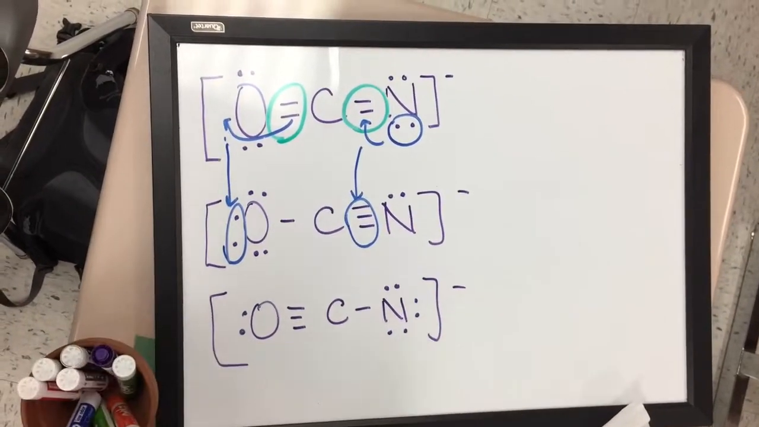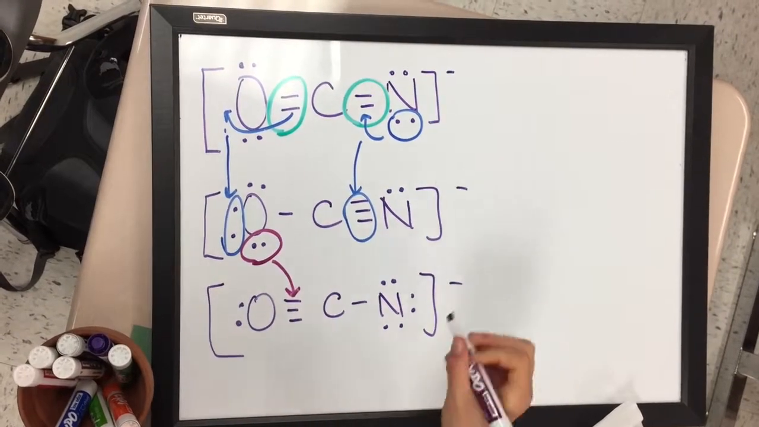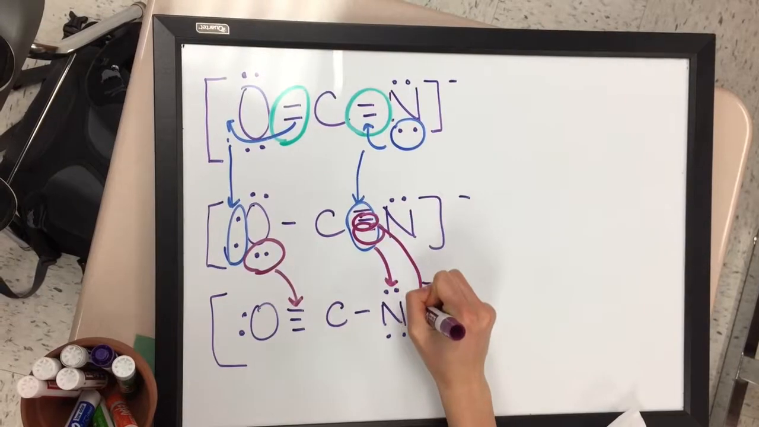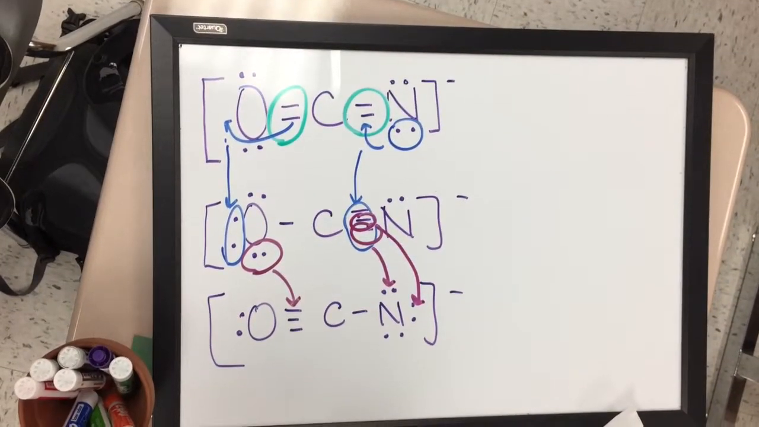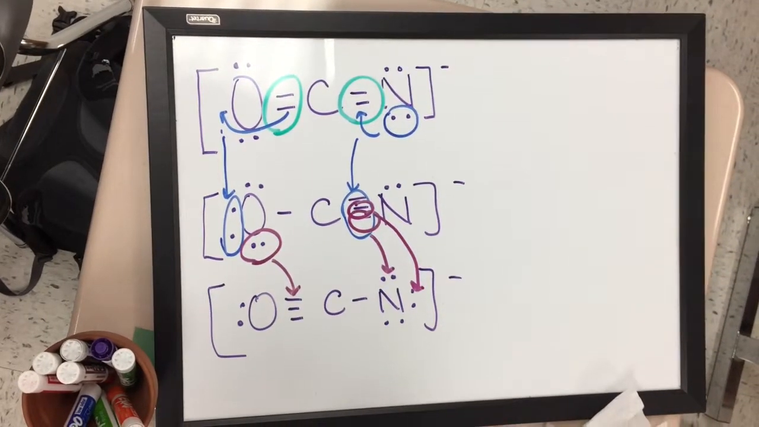One of the lone pairs migrates from the nitrogen atom to form the triple bond, while one of the bonds between oxygen and carbon migrates to become a lone pair. The last Lewis dot structure shows a triple bond between the oxygen and carbon atom and a single bond between the nitrogen and carbon atom. It occurs because electrons are able to move around the molecule.